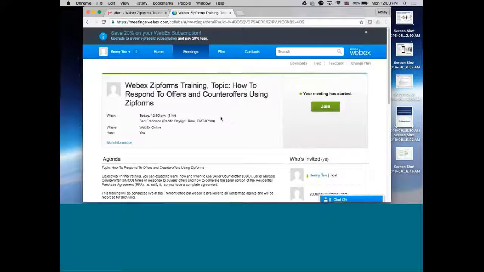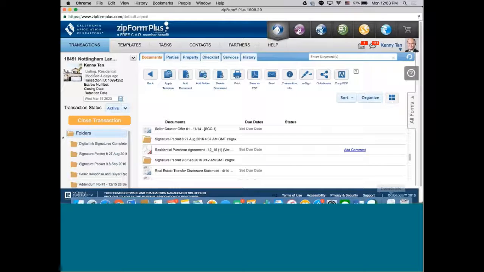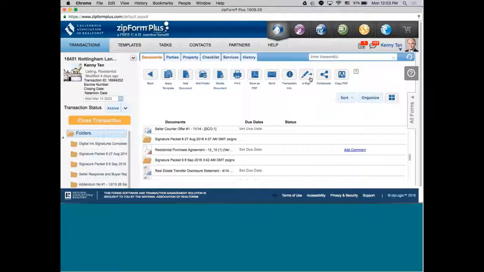The reason why I have a Zipform training on how to respond to offers and counter offers using Zipform is that I often find agents are not understanding certain terms or certain features within the forms to be able to use the forms effectively. That's what I'm teaching. To demonstrate today's teachings, I'm going to use a sample Zipform for one of the transactions that I've worked on or am working on.